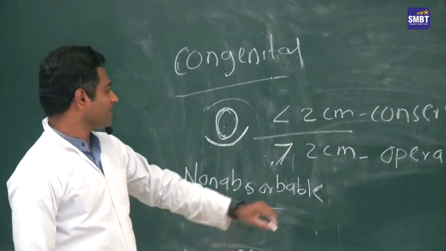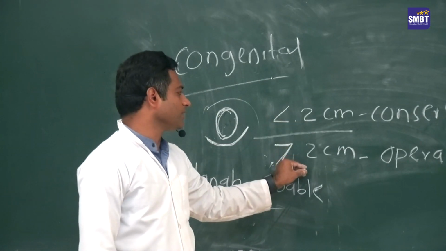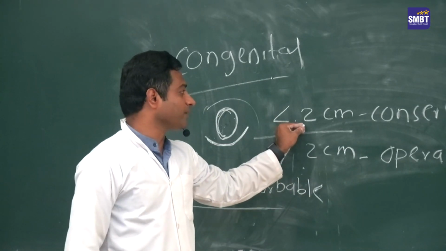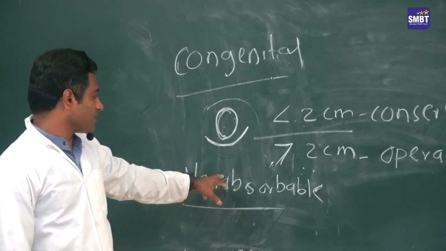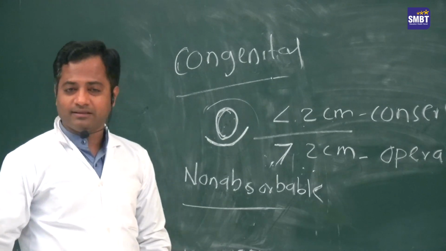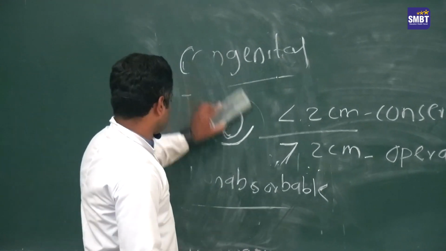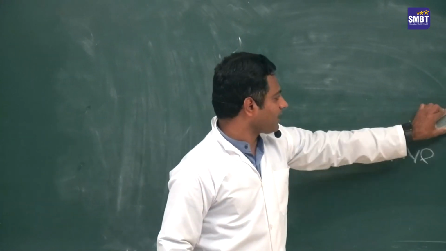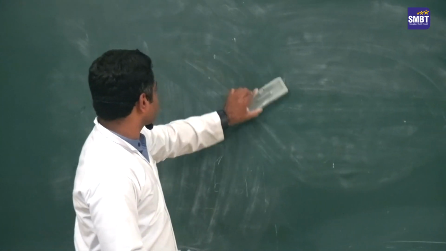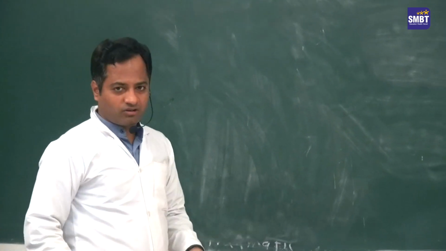Okay, so less than 2 years conservative treatment, less than 2 centimeter conservative, more than 2 centimeter operative intervention. No need to place a mesh in a congenital hernia. Okay, there are very few chances that a congenital hernia will land up in complications like obstruction or strangulation.